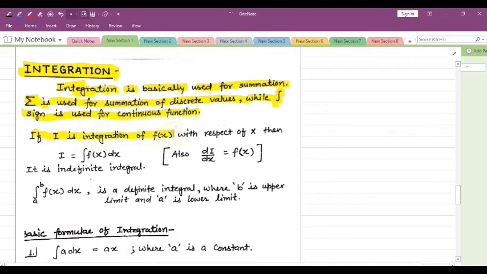If I is the integration of a function with respect to x, then it is written in this form: the integral I equals the integration of f(x). Also, we will utilize this concept at some time to check our answer, that differentiation of any integral answer gives us the original function. So it is called an indefinite integral. If we use limits to solve our integration question, then it is called a definite integral.